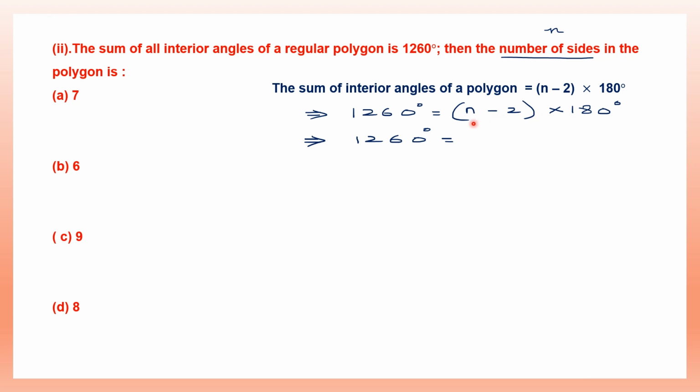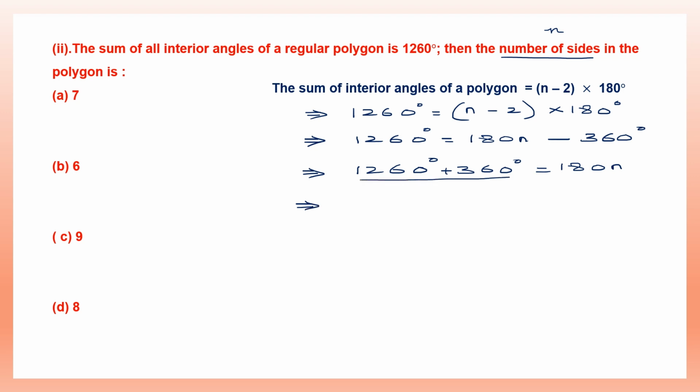So 180 into n is 180n minus 180 into 2, which is 360 degrees. Now, to find the value of 180n, we can say 1260 degrees, and we can transpose this minus 360 to the other side. It will become plus 360. And all this is equal to 180n. Now we can find the value of n after adding these two.